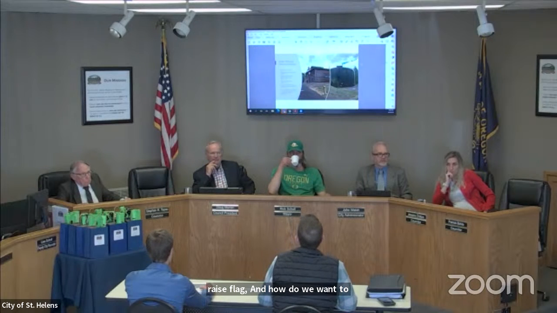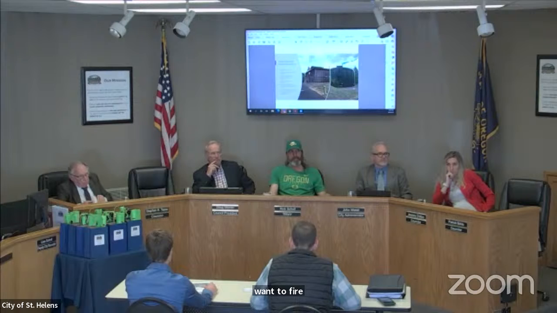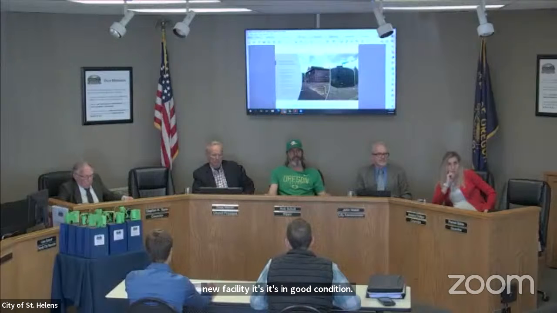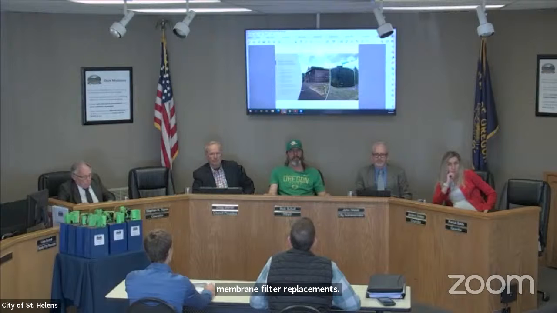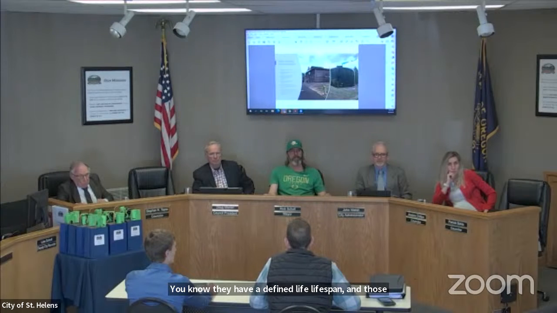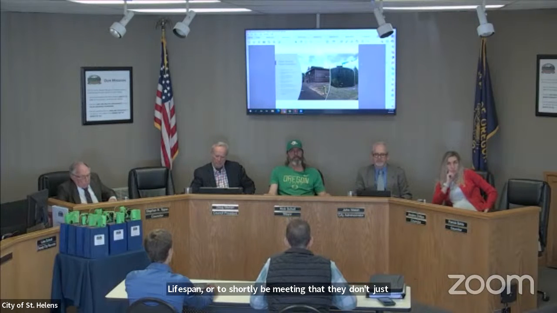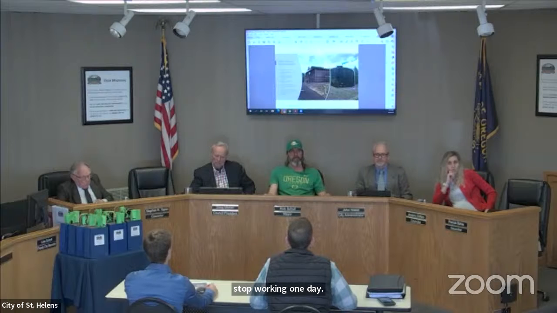Next slide. Water filtration facility evaluation. So looked at that, and as you would expect, pretty new facility. It's in good condition. There's just going to be normal upgrades, and then also membrane filter replacements. These are fixed assets that need to be replaced. They have a defined lifespan, and those membranes are either at that lifespan or will shortly be meeting that. And they don't just stop working one day all of a sudden. So it's a planned time frame that you want to replace those membrane filter.